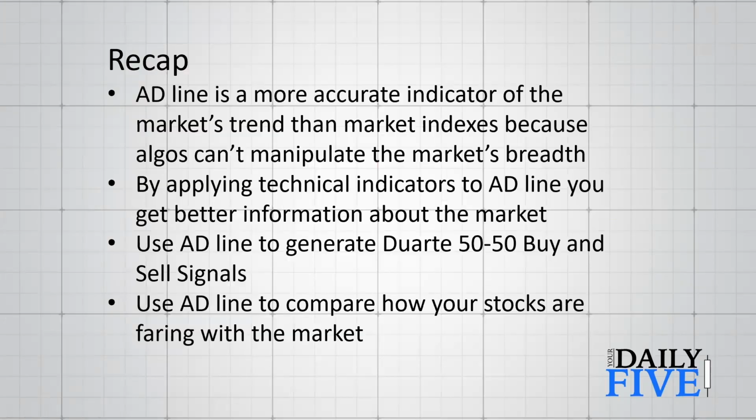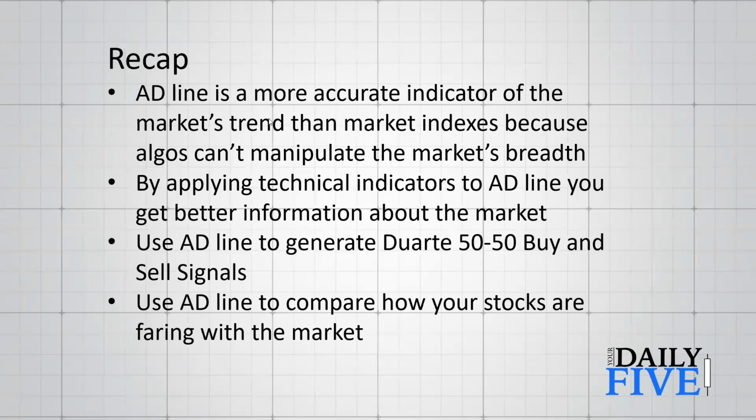So let's recap. The advanced decline line is a more accurate indicator of the market's trend than market indices because the algos can't manipulate the market's breadth. Next, by applying the technical indicators, as I have just shown you, to the advanced decline line, you get much better information about the market. You want to use that AD line to generate those Duarte 50-50 buy and sell signals, and use that AD line to compare how your stocks are doing compared to the market.